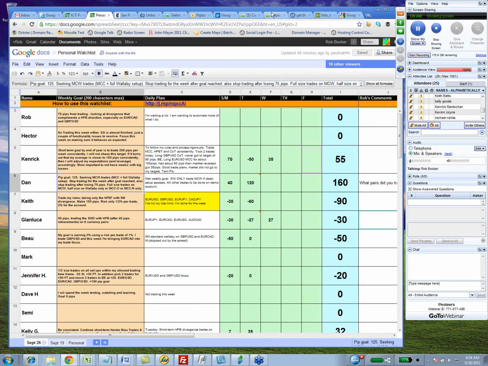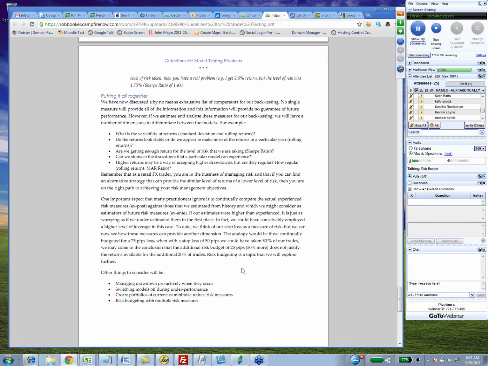Remember that as a retail FX trader, you're in the business of managing risk. And that if you can find an alternative strategy that can provide the similar level of returns for a lower level of risk, then you're on the right path to achieving your risk management objectives. Consider that Kenrick didn't say if you can find a trading system that trades at a better time of the day for you, or if you can find a trading system that really does what you love, trading in the short term. We're not talking about what you love.